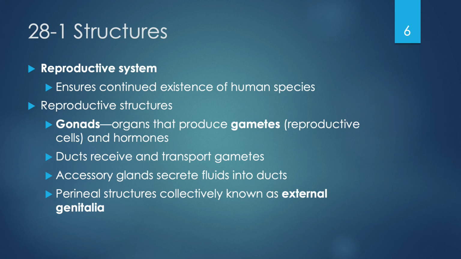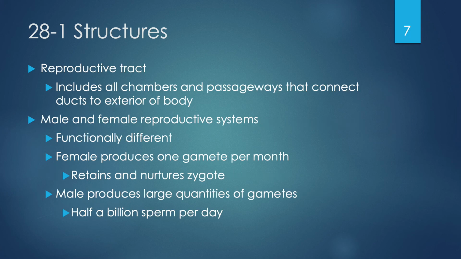We also have perineal structures, and these are altogether known as our external genitalia. And this is what we would think of when you look at genitalia on the outside of a body. These are the perineal structures we are referring to. The reproductive tract is essentially all of the chambers that we have and all of the passageways that are going to connect our exterior body to the reproductive system. So it has ducts and a number of other passageways as well included in this.